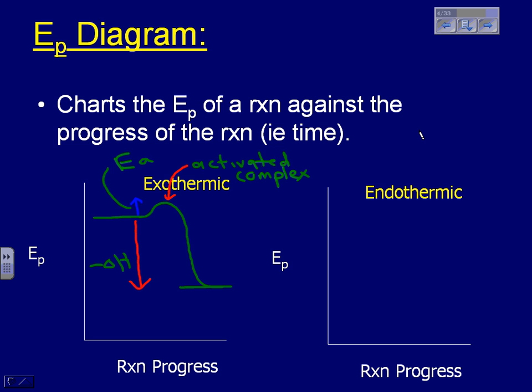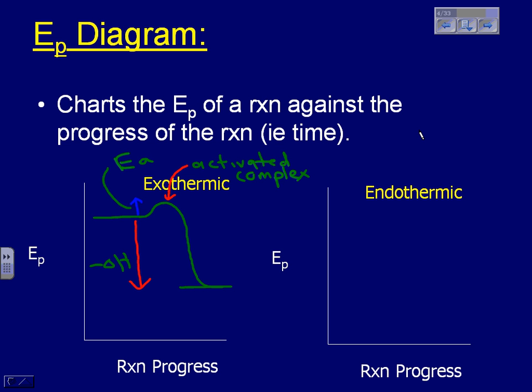And that's because it's a complex, made up of reactant and product working together, and it's activated in energy. It's at an elevated energy. Let's take a look at the example of the endothermic reaction.